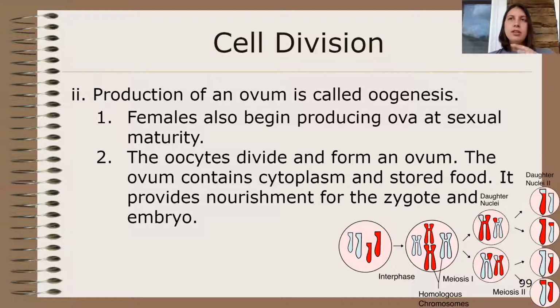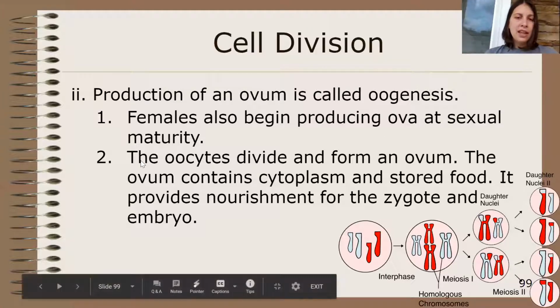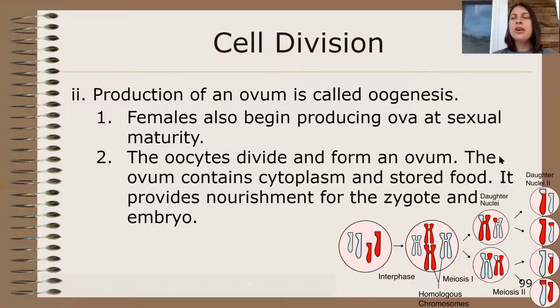The zygote is just floating around in the uterus. It doesn't have anywhere to get food. It's like when you're driving on a middle-of-nowhere highway and you're hungry for a snack, but there's nothing around. That's kind of how the zygote is until it gets to the uterus, where it can attach and the mother can share her food with it. So that's why it's important that the egg, or the ovum, has stored food in it, so the zygote still has some nutrients until it can get attached.